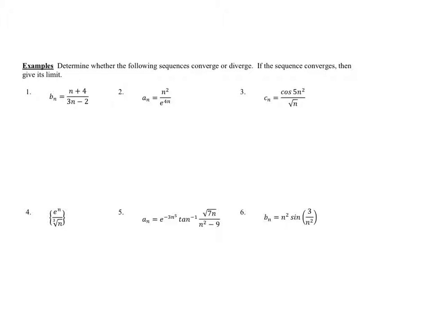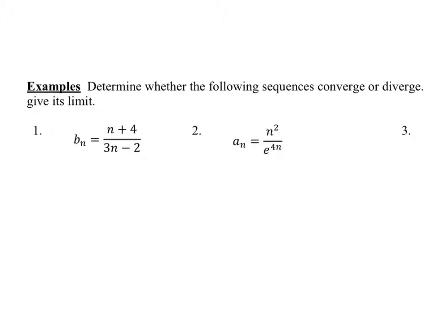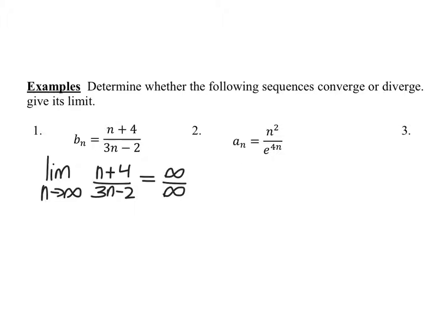Like number one, that's straight up L'Hopital's rule. Because if I were to find the limit as n approaches infinity of n plus 4 over 3n minus 2, just by plugging and chugging away, I'd get infinity over infinity. Infinity over infinity or 0 over 0 is never a final answer. It's an avenue. It's an approach. It's telling you that you can get a limit, you just have to do the work. Here it's telling us that L'Hopital's rule applies.